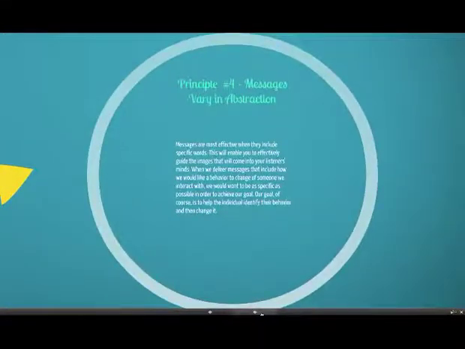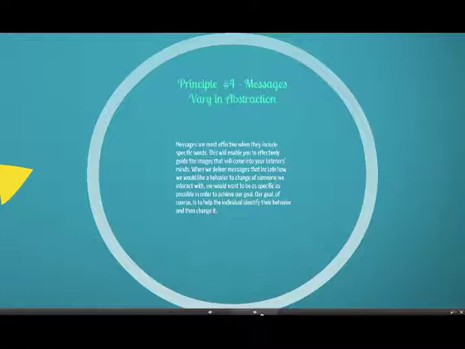Typically, when we deliver messages, we probably begin by delivering more vague and general messages than we should begin with. Our goal is to always be very specific so that you can effectively guide the images that will come into your listener's minds. So that means that you want them to focus on certain things, and the more specific you are, the more clear it will be to them what you want them to focus on.